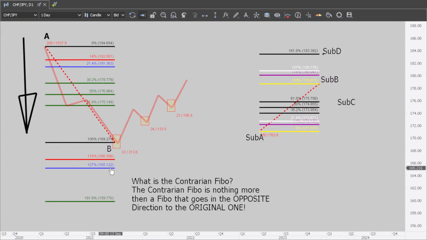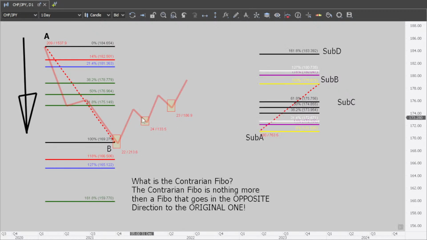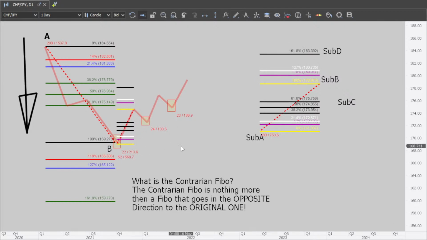Okay, then it says first rectangle. Yes, sir. So I'm going to take my Fibonacci retracement tool, and I'm going to draw my contrarian Fibonacci with the same rules. What is the sub A? The sub A is the first low of the uptrend, of the retracement, of the swing that I'm measuring. This is the sub A.